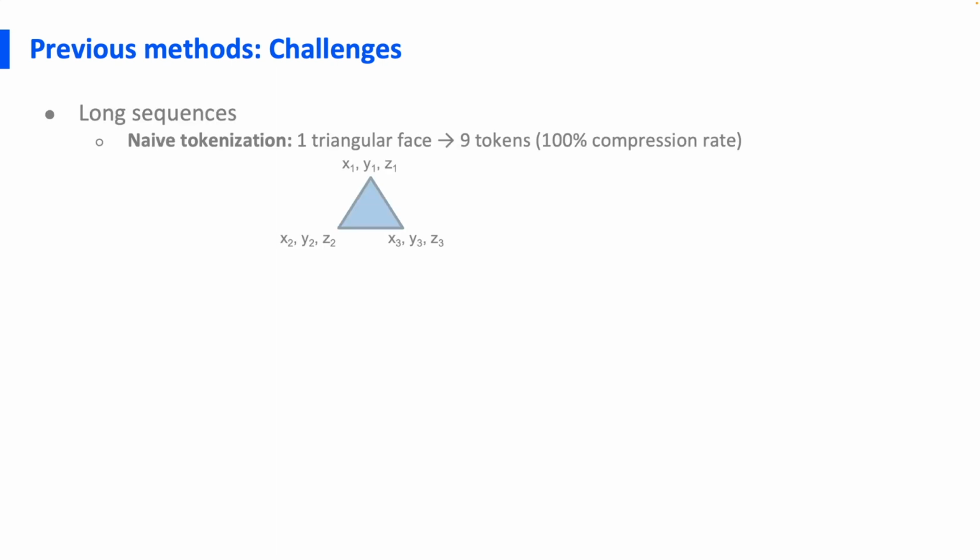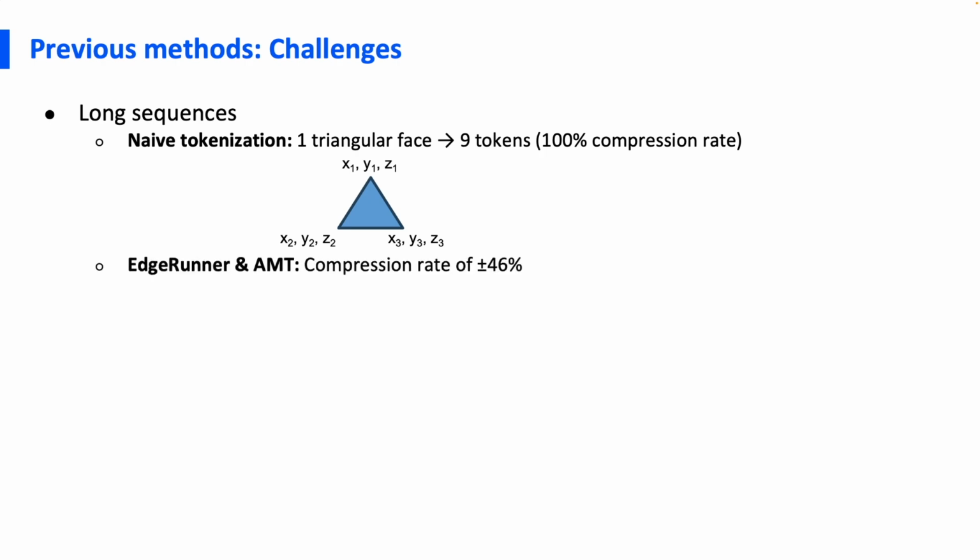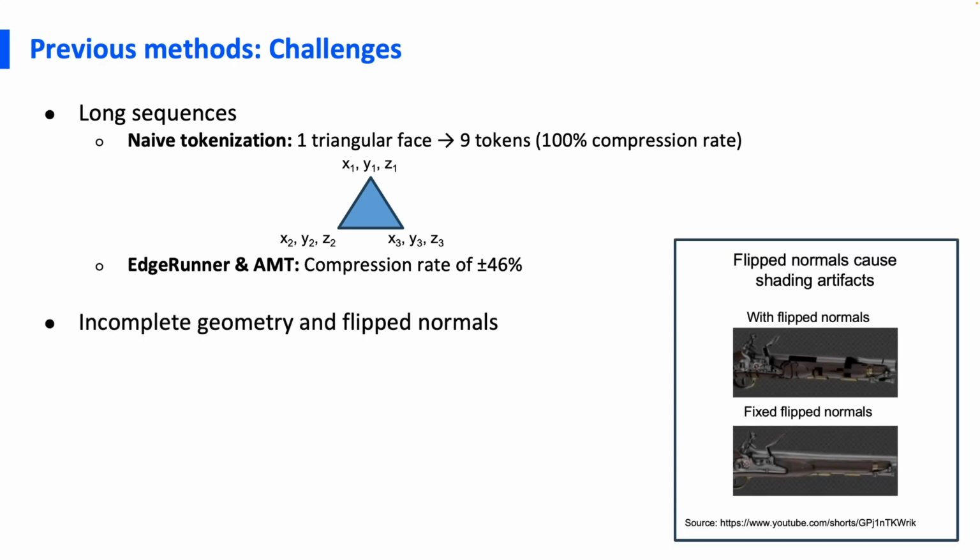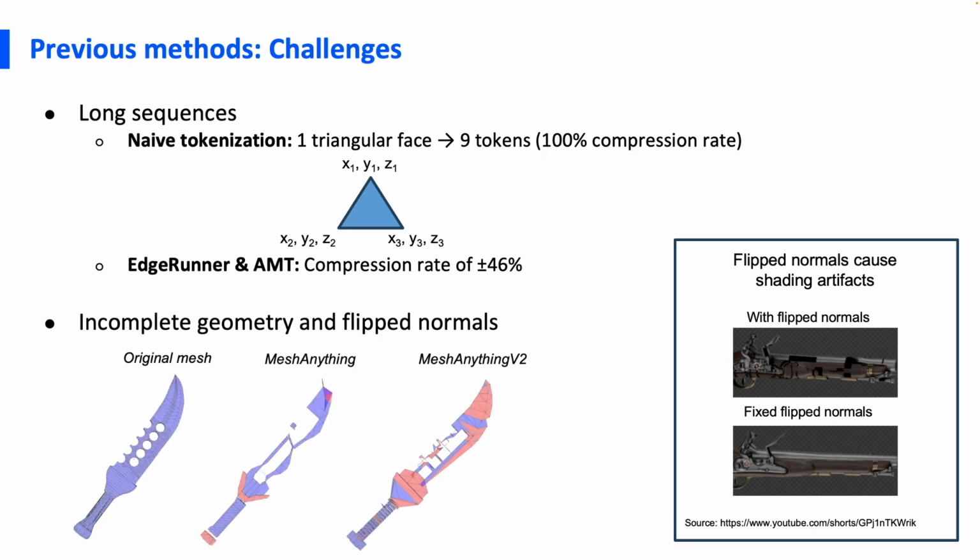There are two main challenges in this autoregressive generation work. The first is the long sequence resulting from the tokenization process. For example, the naive tokenization results in 9 tokens per face. Recent methods have improved on this, achieving around 46% compression rate. However, this level of compression is still not enough for generating highly detailed meshes with many faces. The second challenge stems from the limited inductive bias in the tokenized sequence. As a result, the generated meshes often exhibit incomplete geometry and flipped normals, which can cause incorrect shading.